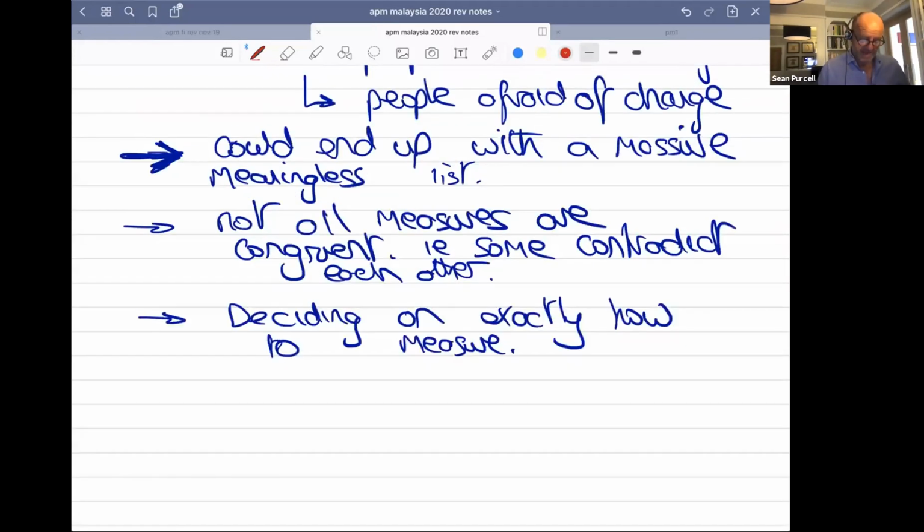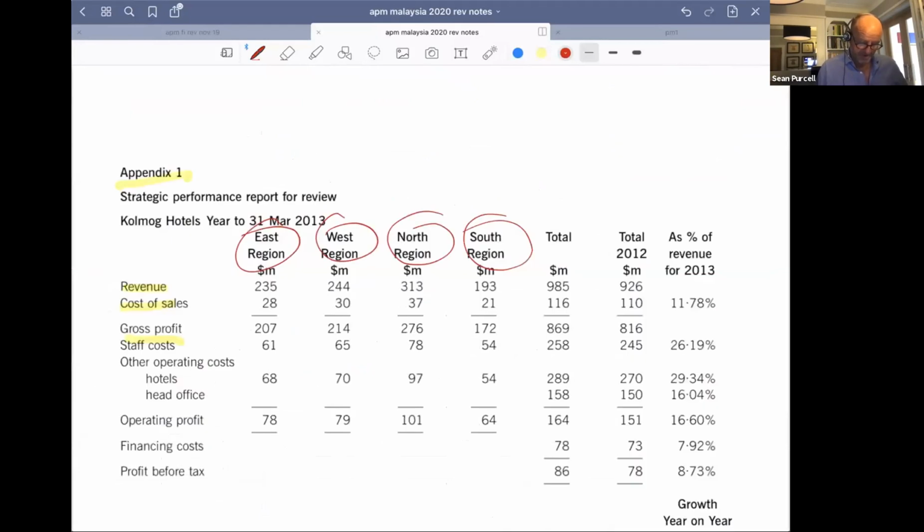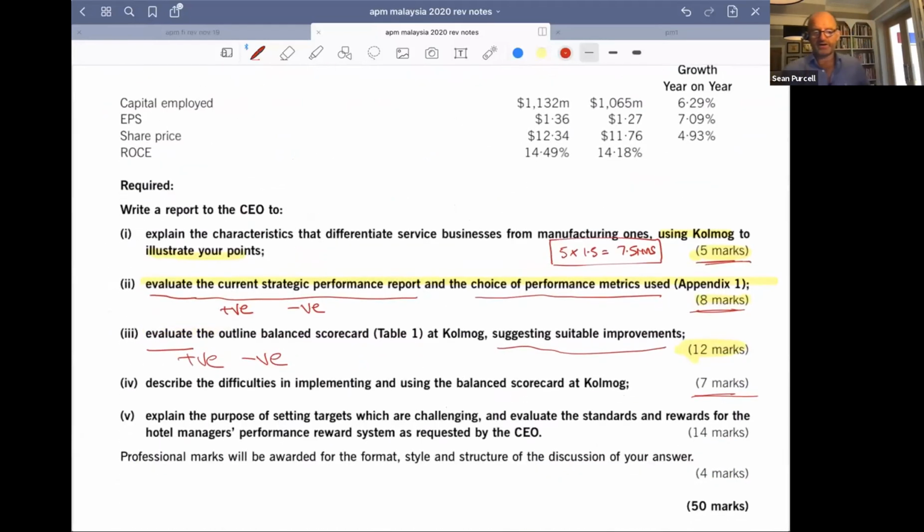On the final thing, I would step back even further. Why do you set targets? It's not just setting targets, but we would need to talk about why we set targets. Why do we need to set challenging targets? And assess what the hotel managers' ones are like. In general, why do I set targets?